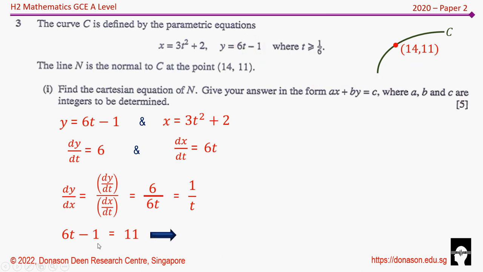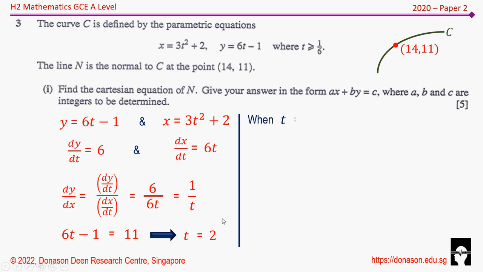So let us equate 6t - 1 to 11. And of course, when we solve this, -1 if you throw over to the other side becomes +1. 11 + 1 is going to become 12. And 12 if you divide by 6, it would give you t = 2. So now we know that t = 2. Now we can find the dy/dx, because it's going to be just simply 1/2.